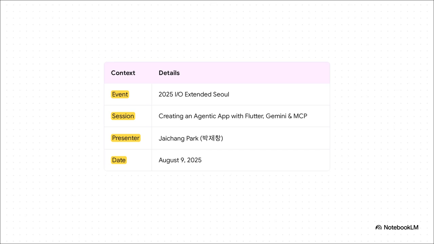And look, this isn't just some theoretical shopping list. The toolkit we're digging into comes straight from a hands-on workshop. It was presented by Jae-Ching Park at the 2025 I/O Extended event in Seoul. This is the real deal gear that developers were told they needed to get up and running.